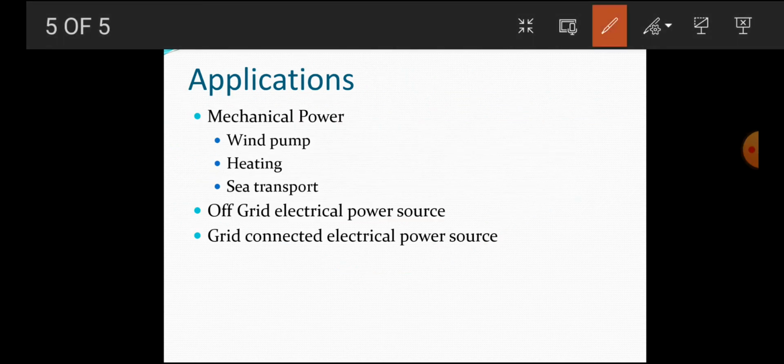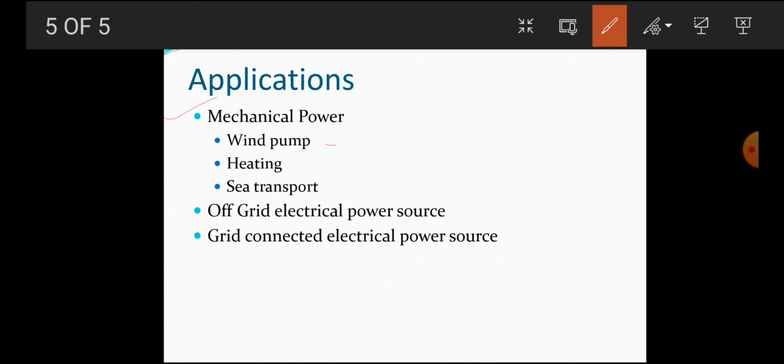The energy extracted from the wind is initially energy in the form of rotary, translational, or oscillatory mechanical motion. This mechanical motion can be used to pump fluids or can be converted to electricity or heat. So major applications we have grouped into three categories. First is mechanical power, applications that require mechanical power.